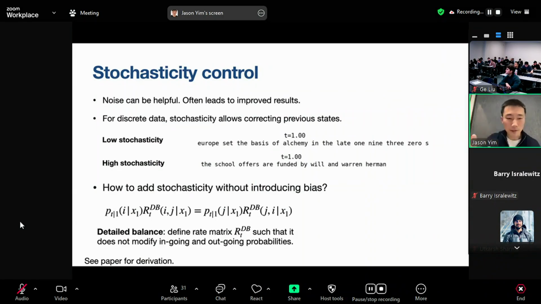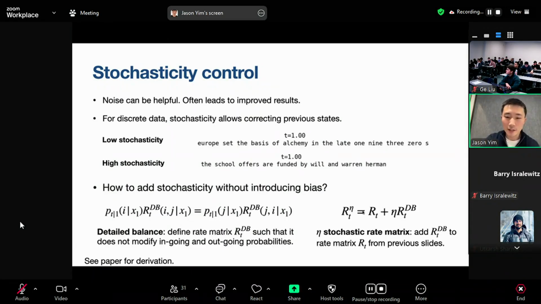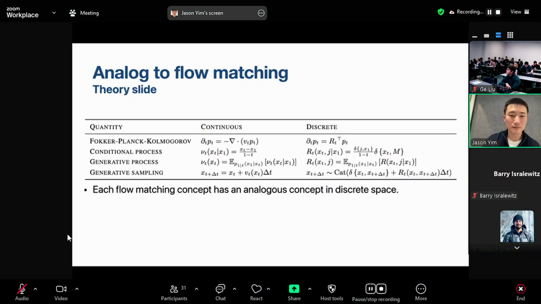And so how do you add stochasticity? Basically, define a detailed balance equation of how do I add more stochasticity without changing the probability mass at a certain time. And so you can define a stochastic rate matrix where this R_t^DB is this random quantity.